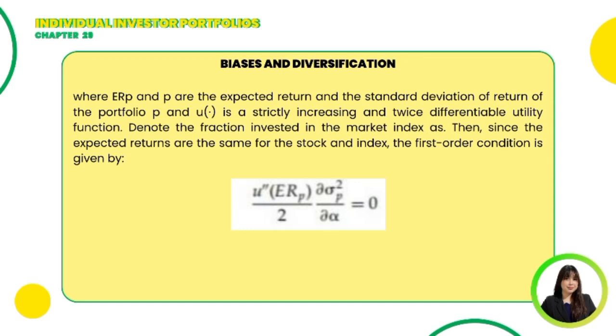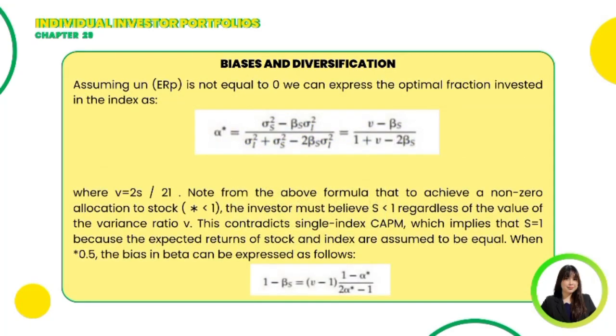Denote the fraction invested into the market index as w. Then, since the expected returns are the same from the stock and index, the first order condition is given by this equation. Assuming U' and ERP are not equal to 0, we can express the optimal fraction invested in the index as this equation. Note from the above formula that to achieve a non-zero allocation to stock, the investor must believe βS is greater than 1, regardless of the value of the variance ratio V.